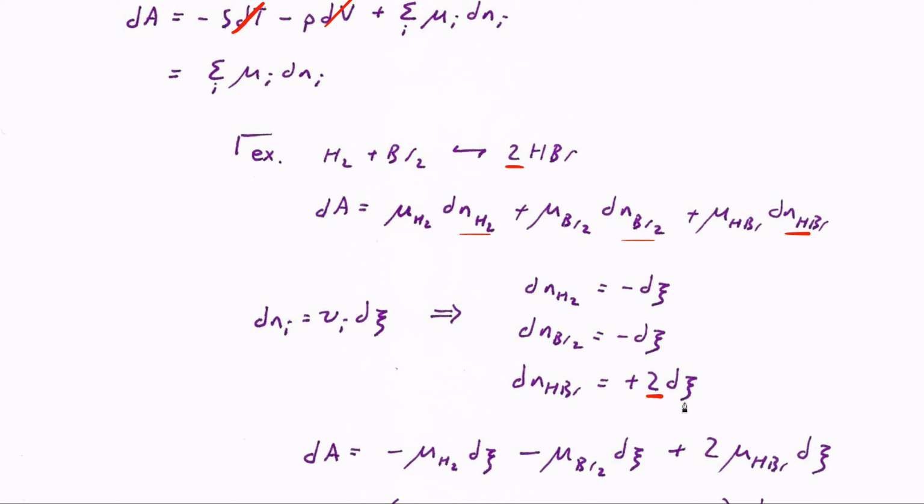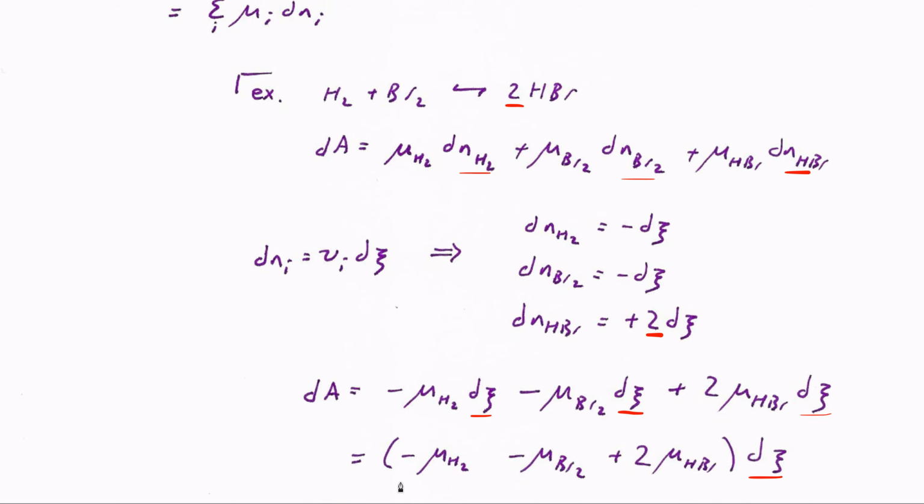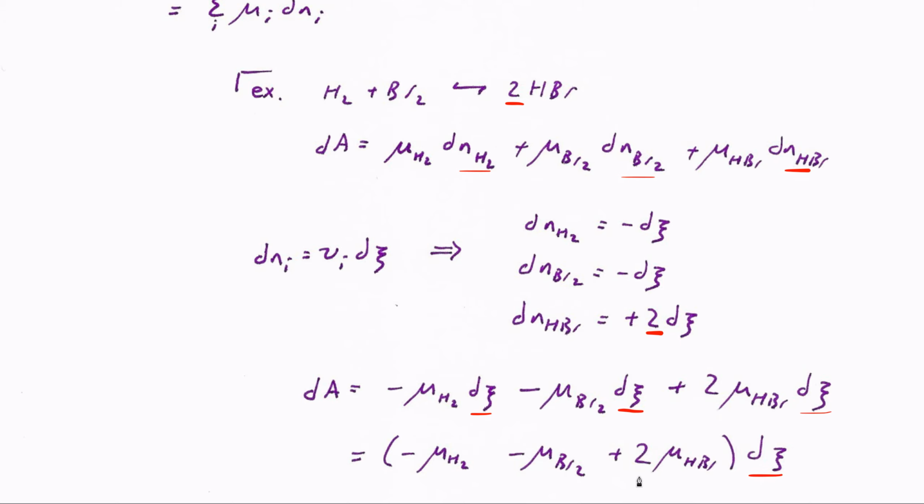So again, each of these terms has a stoichiometric coefficient, either a -1 or a +2, depending on whether it's a reactant or a product and what the stoichiometric coefficient is. Now that I've written these changes in number of moles in terms of the extent of reaction, each of the terms has a d-squiggle in it, so I can factor out those d-squiggles. And I see that the differential change in the Helmholtz energy is minus mu H2 minus mu Br2 plus 2 mu HBr, all times d-squiggle.